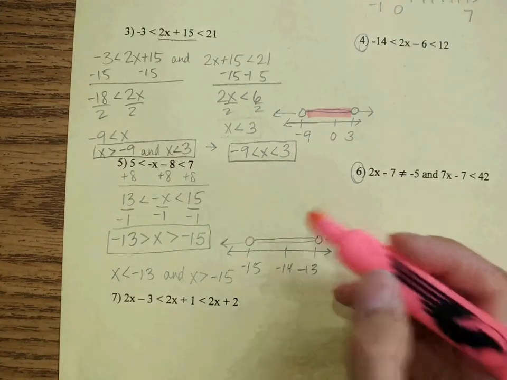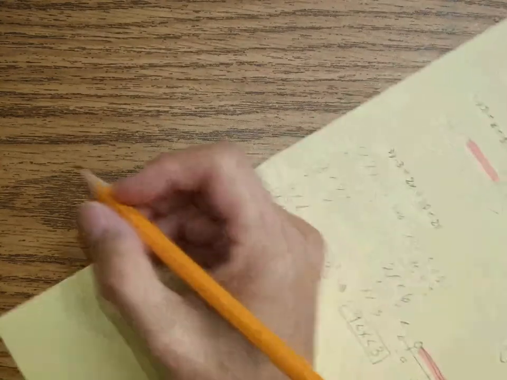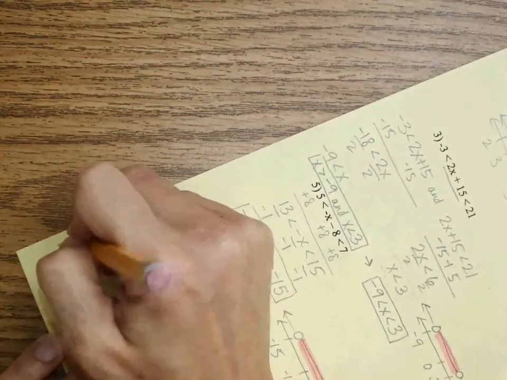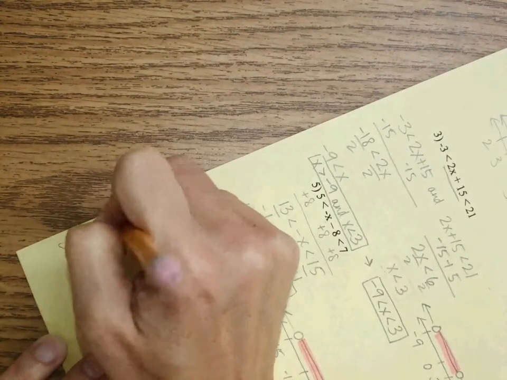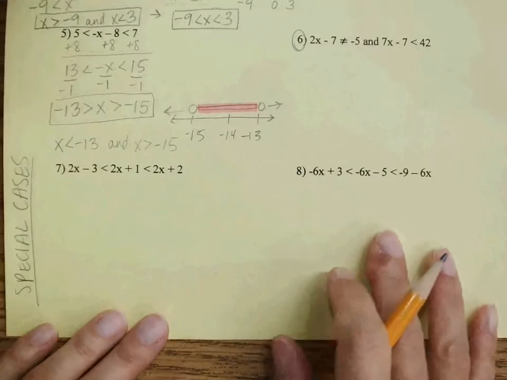And I see where they overlap, and I'm going to highlight that solution. All right, let's go ahead and try number 7 and 8. I'm going to warn you, number 7 and 8 are special cases, so we can write that down along the side that we have some special cases. These are, again, 7 and 8.